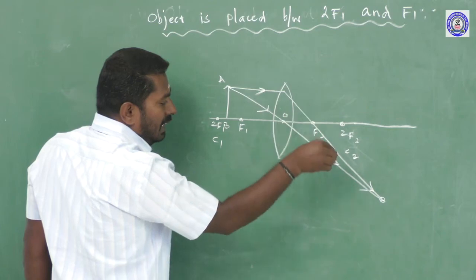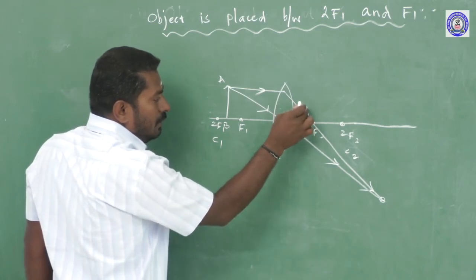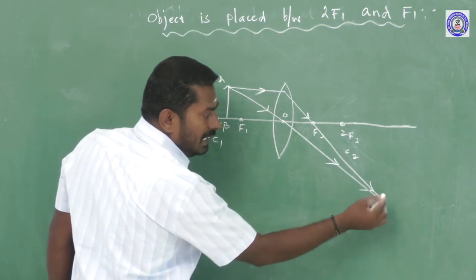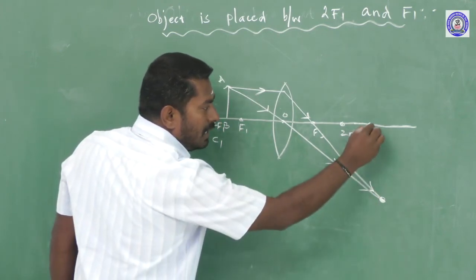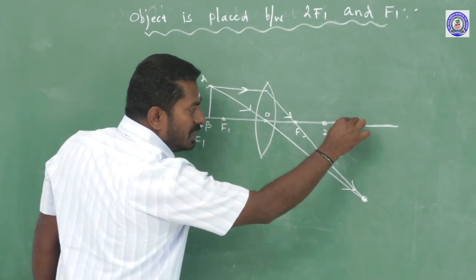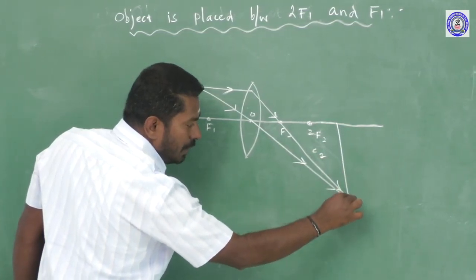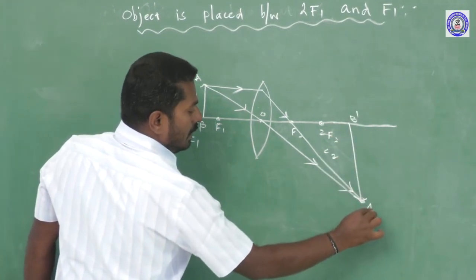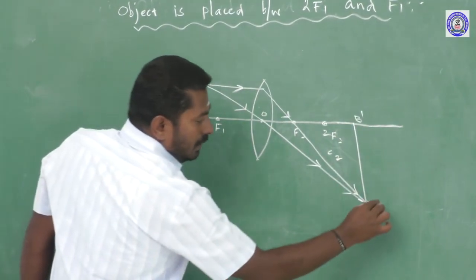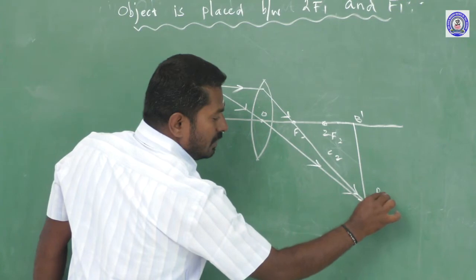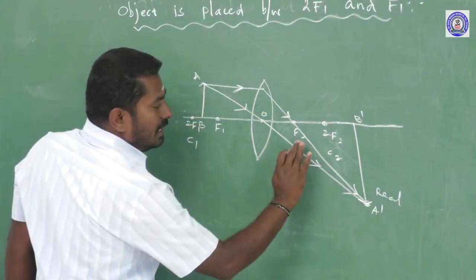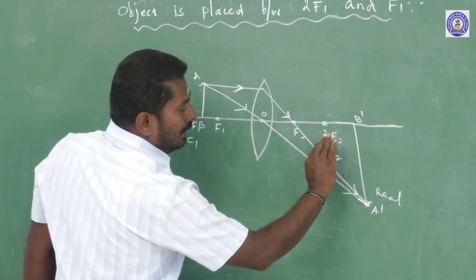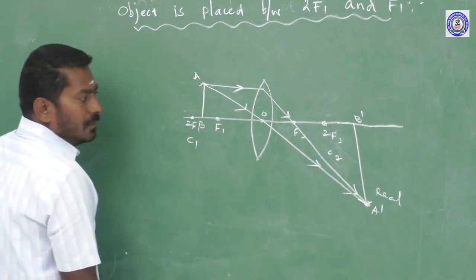Now, both the refracted rays, the first ray and the second ray, intersect at this point, and the image will be seen. So, we draw a perpendicular line from the principal axis to this intersection point. That is the image B prime, A prime. It is an inverted image and also a real image. The image is attained on the other side of the convex lens, beyond the 2F2 point.